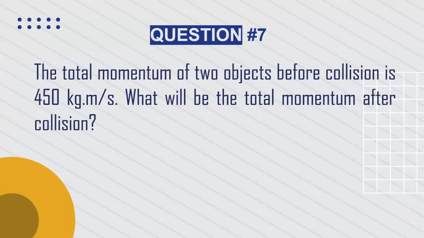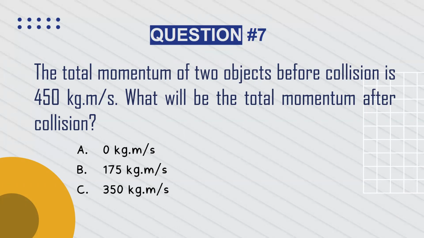The total momentum of two objects before collision is 450 kg meter per second. What will be the total momentum after collision? Is it A, 0 kg meter per second, B, 175 kg meter per second, C, 350 kg meter per second, or D, 450 kg meter per second?